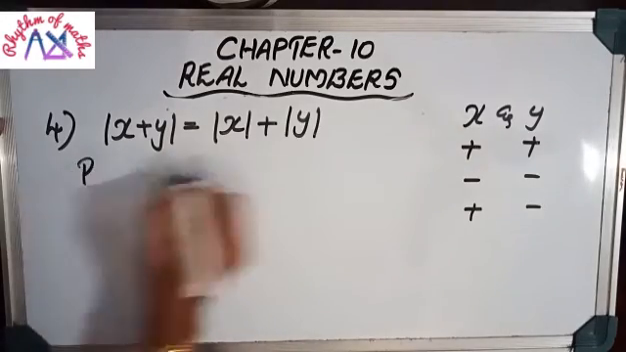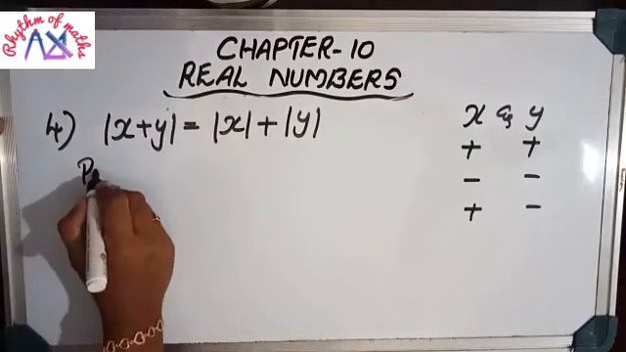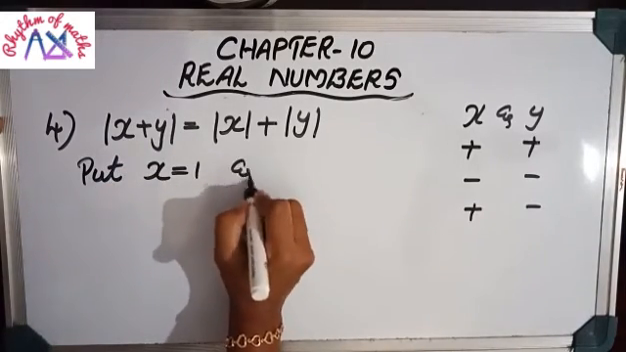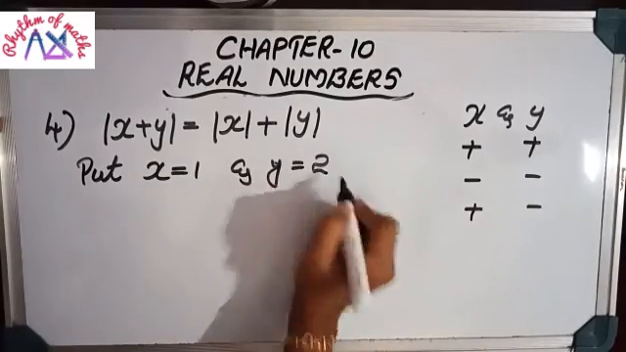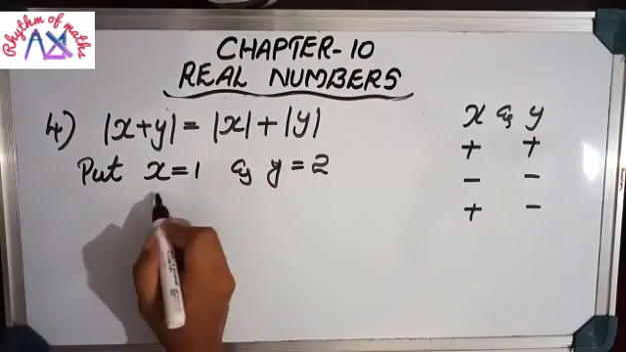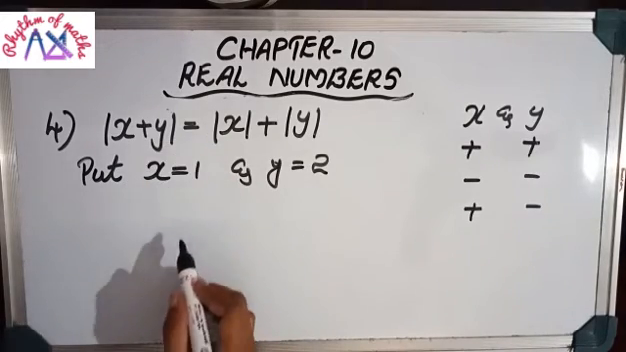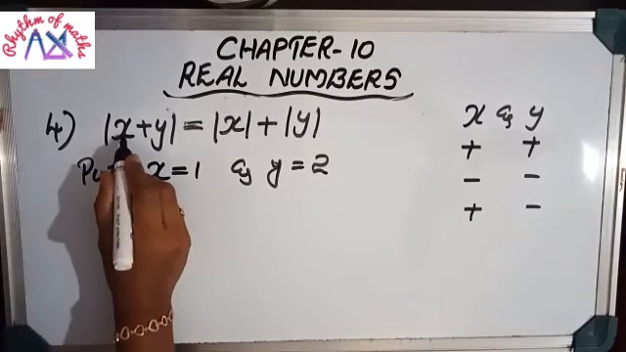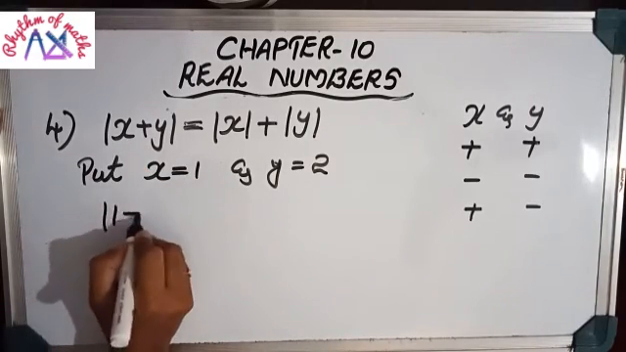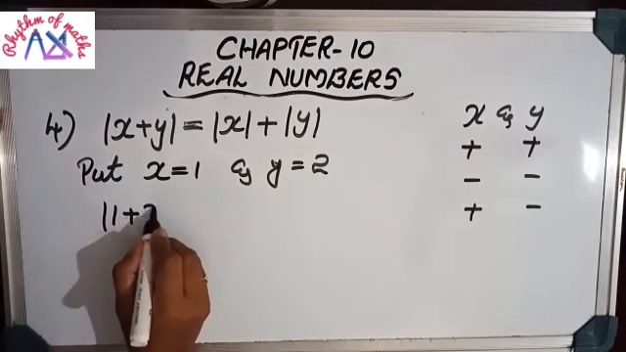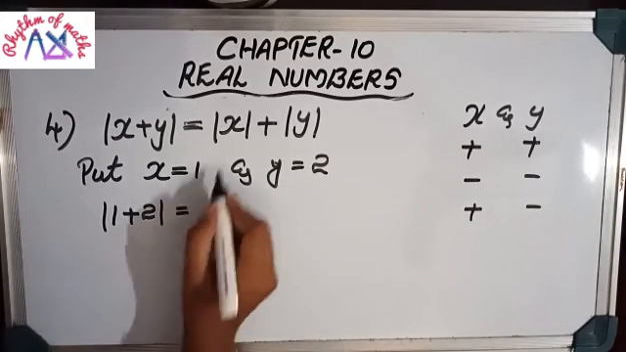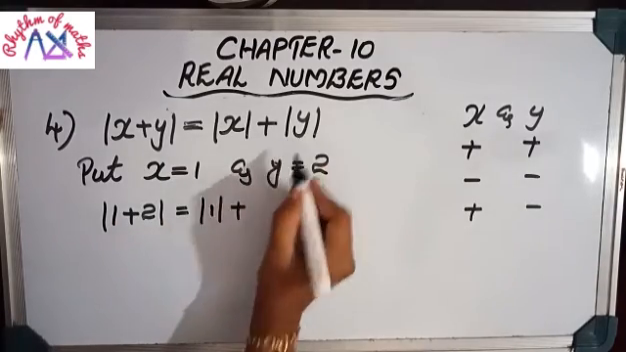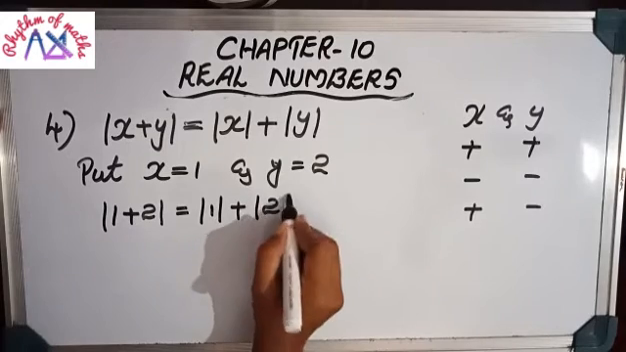First, let's take both numbers as positive. You can choose any number, so let's take simple numbers: x = 1 and y = 2. Okay, both are positive. Now let's apply these two numbers in this equation and see whether the condition is satisfied. |1 + 2| equals |x|, x means 1, |1| plus |y|, that is |2|.